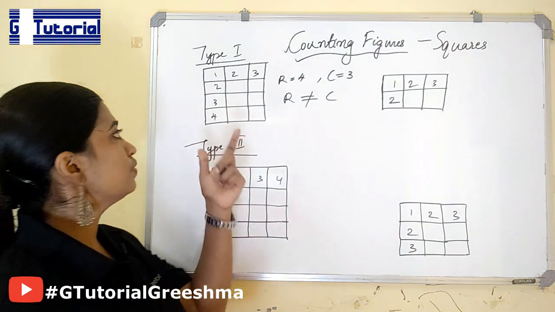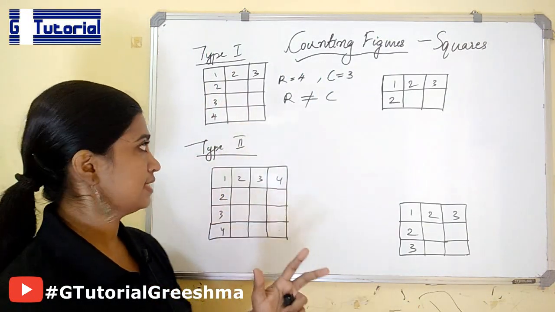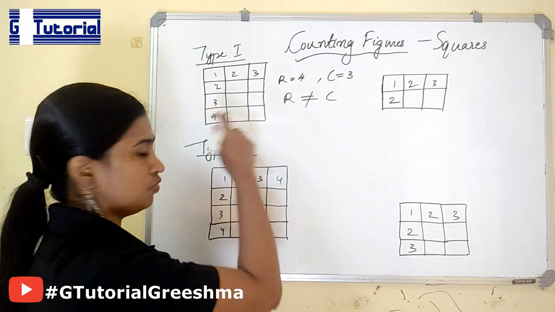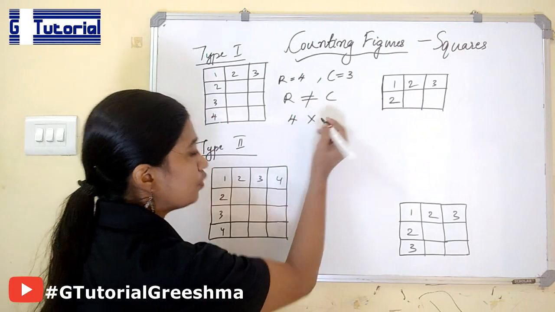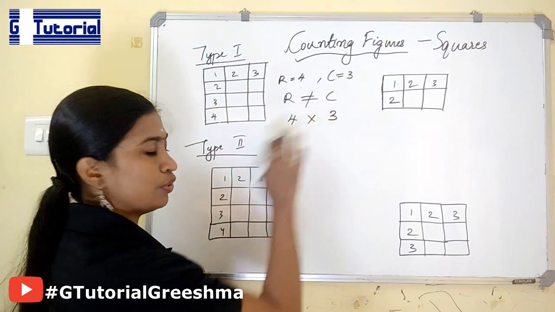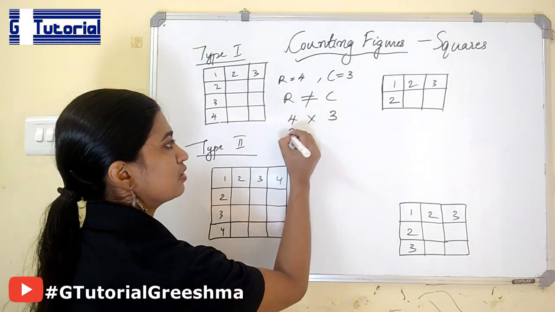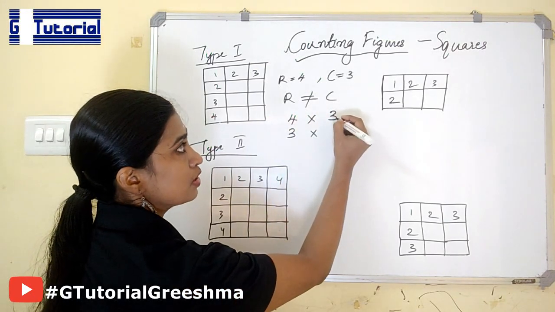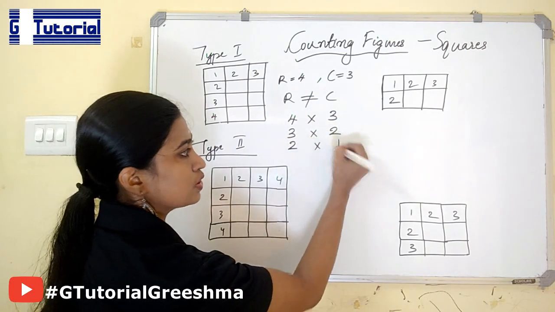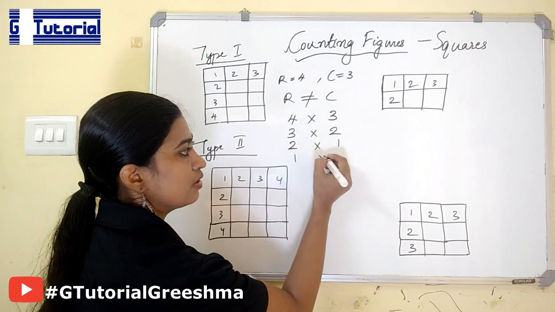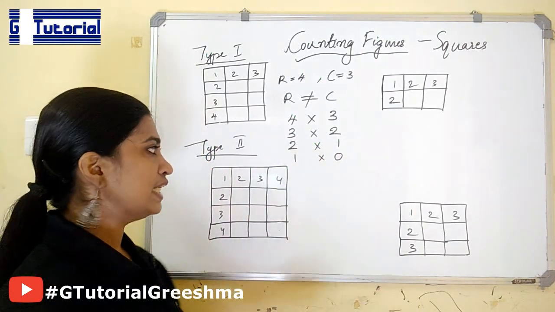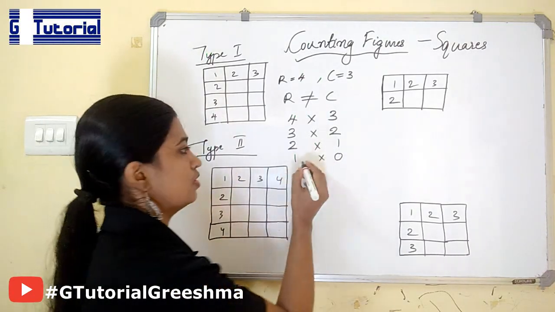So we can do this type of problem like this. Start from the greater value of the number of rows. So 4. 4 into the greatest value of number of columns, which is 3. So 4 into 3. Then decrement 1, 3. Decrement 1 from columns also, 2. Then here decrement 1. Here also decrement 1. Decrement 1. Here when we decrement this, we will get 0. Do until you reach 0 either here or here.